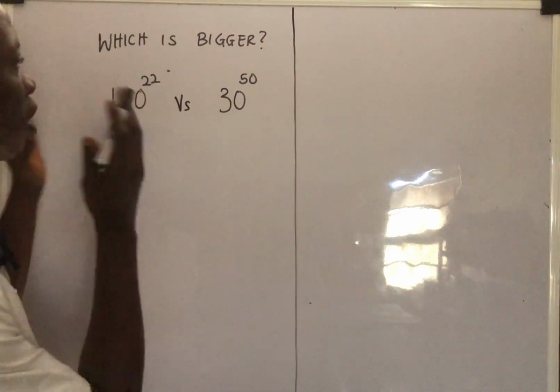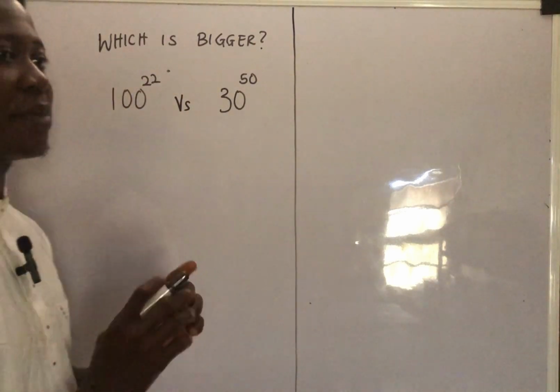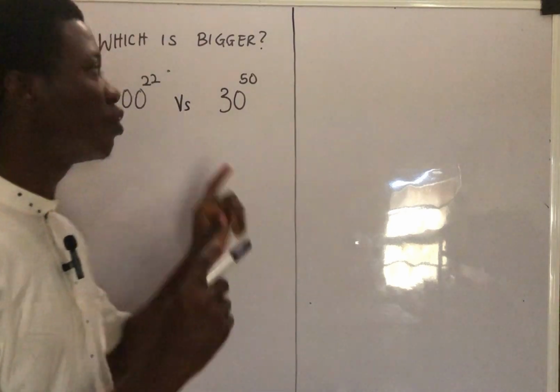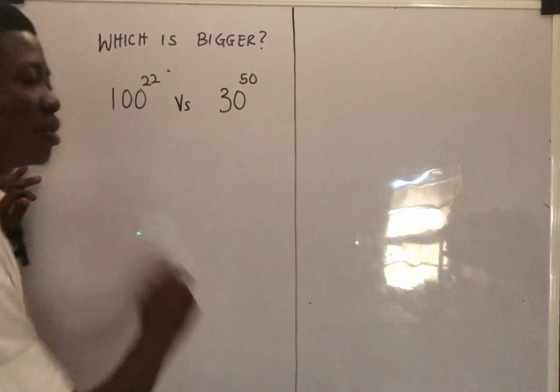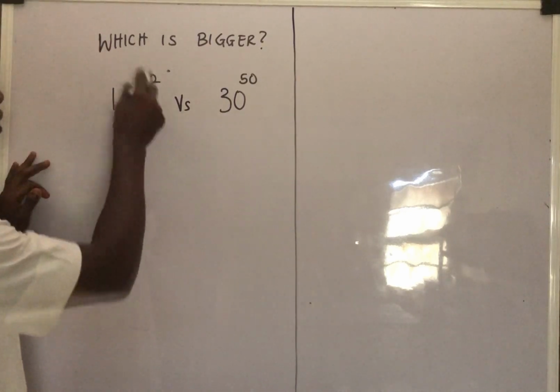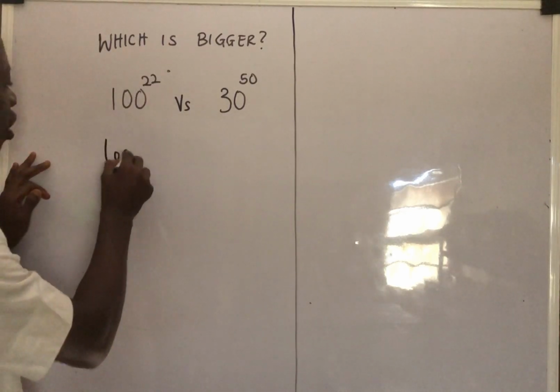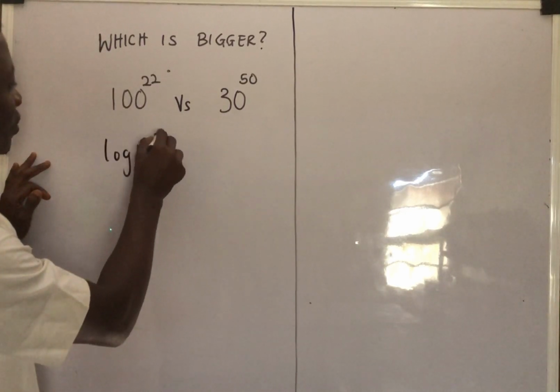So if we introduce logarithm to this system, we can simplify it such that we can know which is bigger than the other. So let's do that quickly. Let's introduce logarithm to this. So we have log 100 to the power of 22.